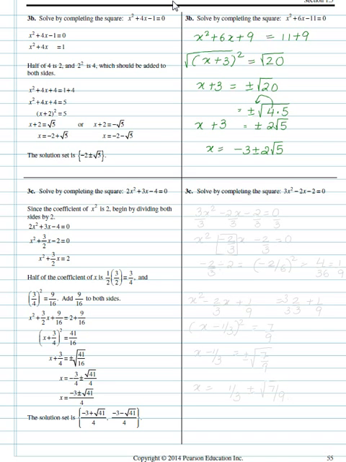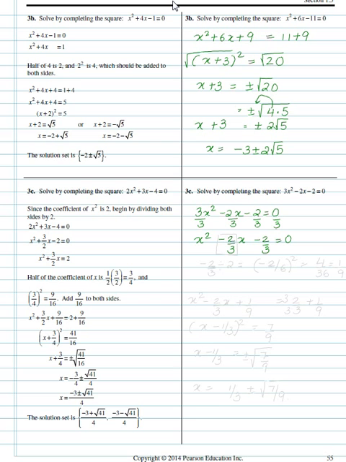Problem 3c. We're going to solve this by completing the square: 3x squared minus 2x minus 2 is equal to 0. For us to do it, the coefficient of x squared has to be 1. So I divide by 3, divide by 3, divide by 3, divide by 3. This gives me x squared minus 2/3 x minus 2/3 is equal to 0.